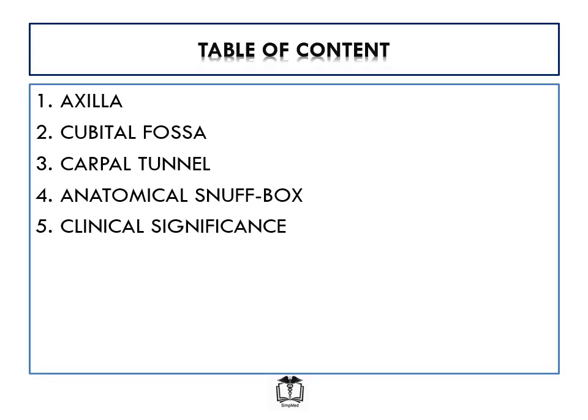In this model, we're talking about all the important spaces of the upper limb, starting with the axilla, then talk about the cubital fossa, the carpal tunnel, the anatomical snuff box, and we'll also make mention of a few spaces that are not so common, not so high yield, but are worthy of mention.